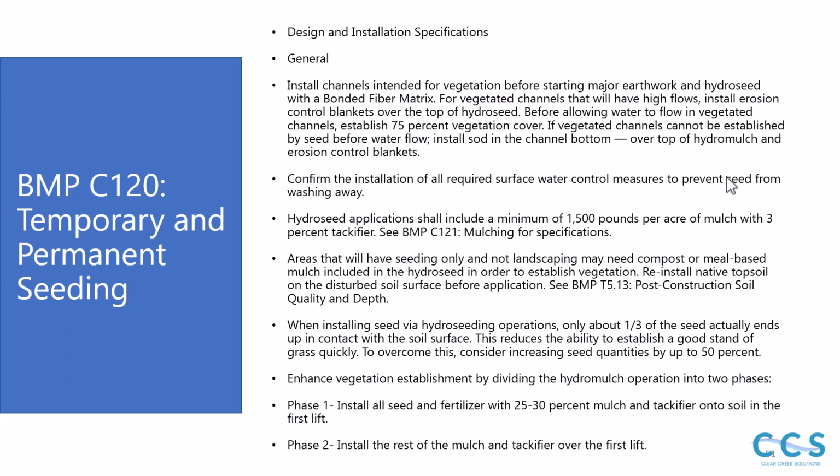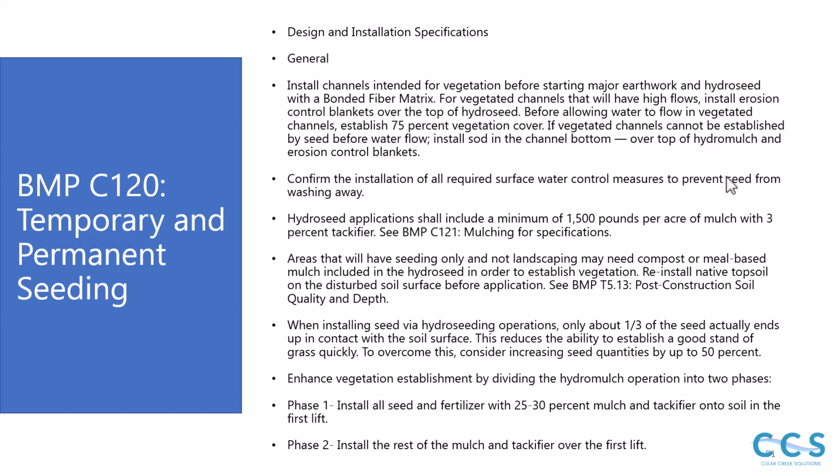Now for design and installation: install channels intended for vegetation before starting major earthwork and hydroseed with a bonded fiber matrix. For vegetated channels that have high flows, install erosion control blankets over the top of hydroseed. Confirm the installation of all required surface water control measures to prevent seed from washing away. Hydroseed applications shall include a minimum of 1,500 pounds per acre of mulch with 3% tackifier. Areas that will have seeding only and not landscaping may need compost or wood-based mulch included in the hydroseed in order to establish vegetation. Reinstall native topsoil on the disturbed soil surface before application.